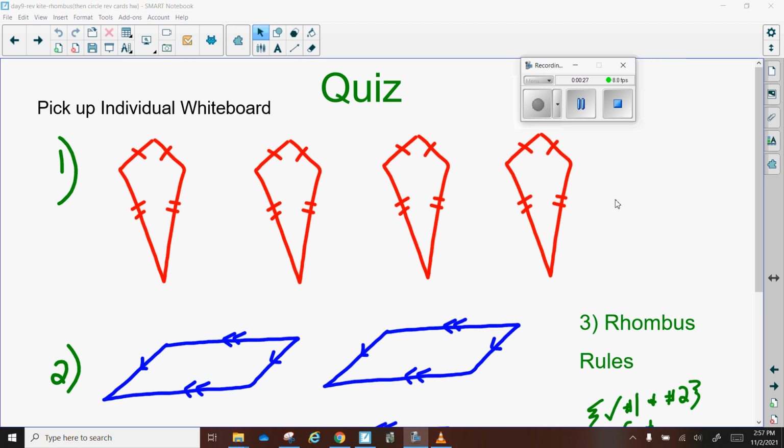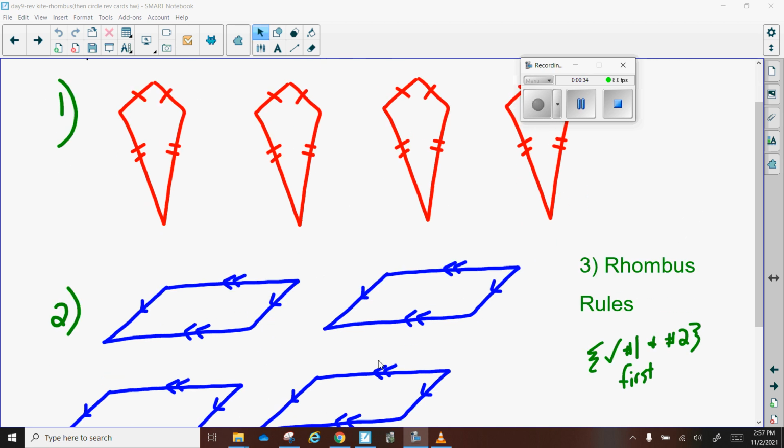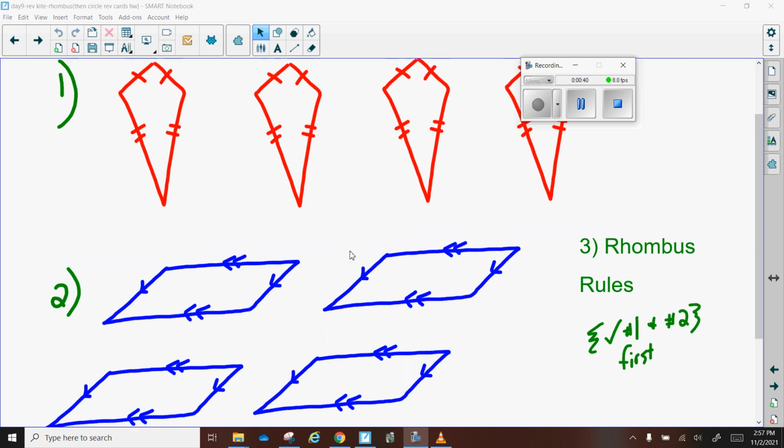In the meantime, you should have already taken the quiz that had not just the kites, but the parallelograms and the trapezoids on them. That was a little half sheet. If you haven't done so, ask the substitute for this little half sheet that has all the pictures on it, and take that and give it to the substitute.